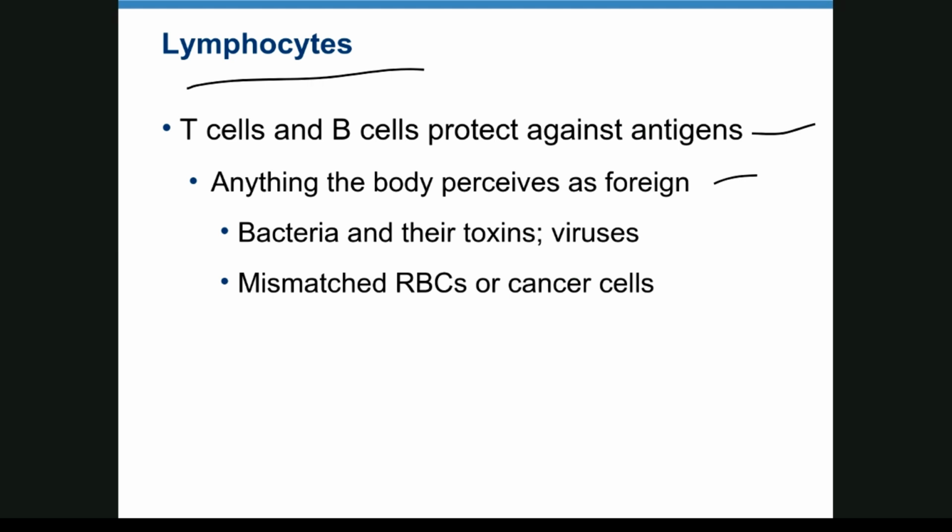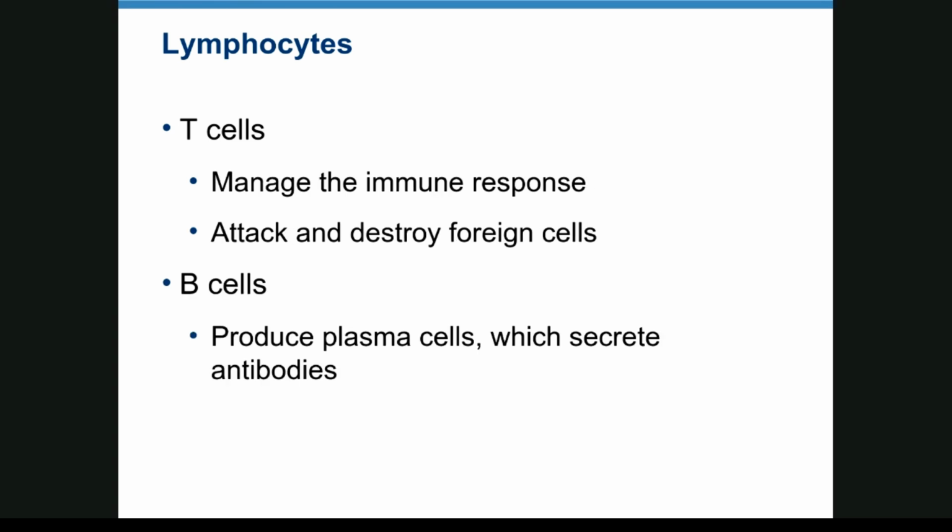Bacteria and their toxins, viruses, mismatched red blood cells, cancer cells, fungus, any of these are fought by lymphocytes. Now, T cells are the managerial system of the immune response and attack and destroy foreign cells as well, and we'll talk about them a little bit more. These mature in the thymus. That's why they're called T cells. T is for thymus. B cells produce plasma cells, which then secrete antibodies, and the B cells mature in the bone marrow. So B is for bone marrow, T is for thymus.